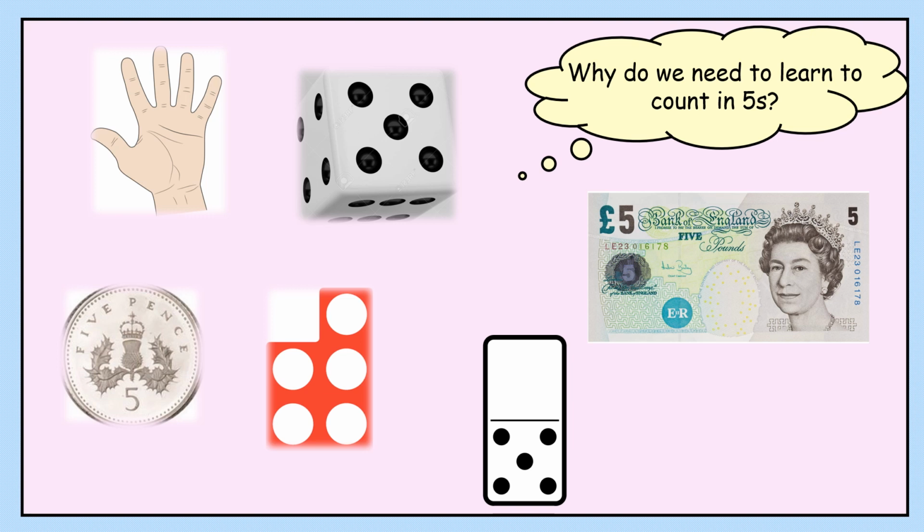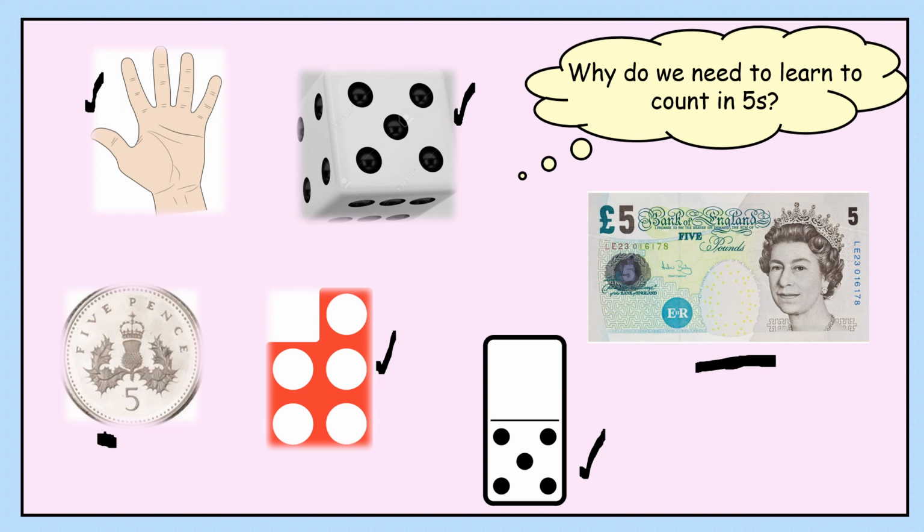So one of the reasons it's important to learn to count in fives is that it's much easier and quicker to be able to count objects in groups of 5. It's much faster than counting everything one at a time. Another reason is there's lots of objects and things in the world that come in fives. So for example, money. We've got 5p and we've got £5. There's 5 fingers on each hand. You've got 5 on dice, 5 on dominoes, and there's a 5 on the Numicon.